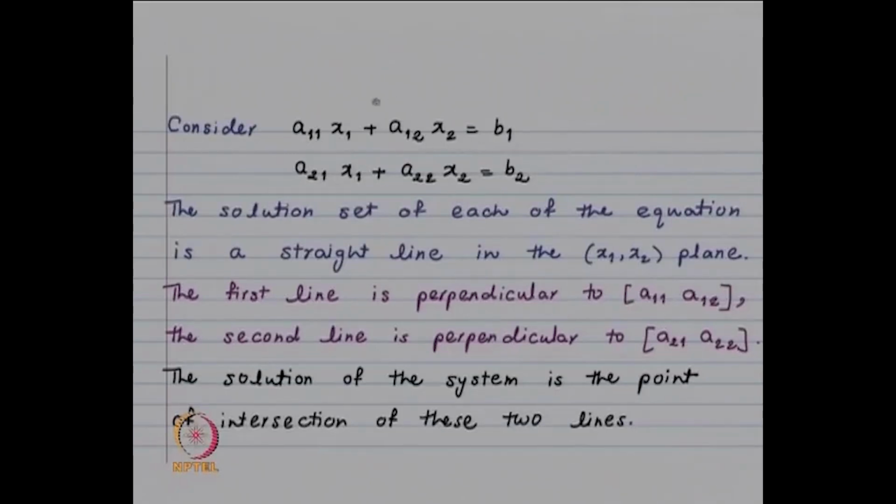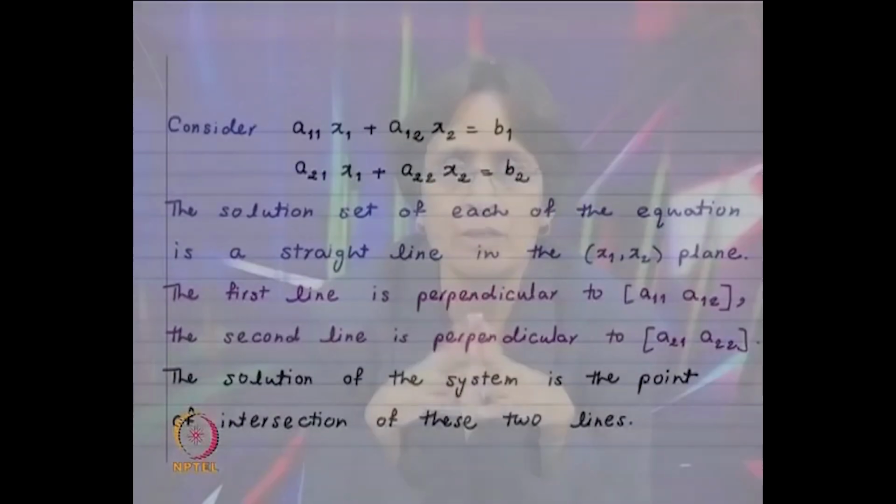The straight line defined by the first equation will be perpendicular to the vector (a11, a12). So, think about it. The second line, which is given by a21 x1 plus a22 x2 is equal to b2, is going to be perpendicular to (a21, a22). So, we are looking at two equations in two unknowns. Each of the equations represents a straight line.